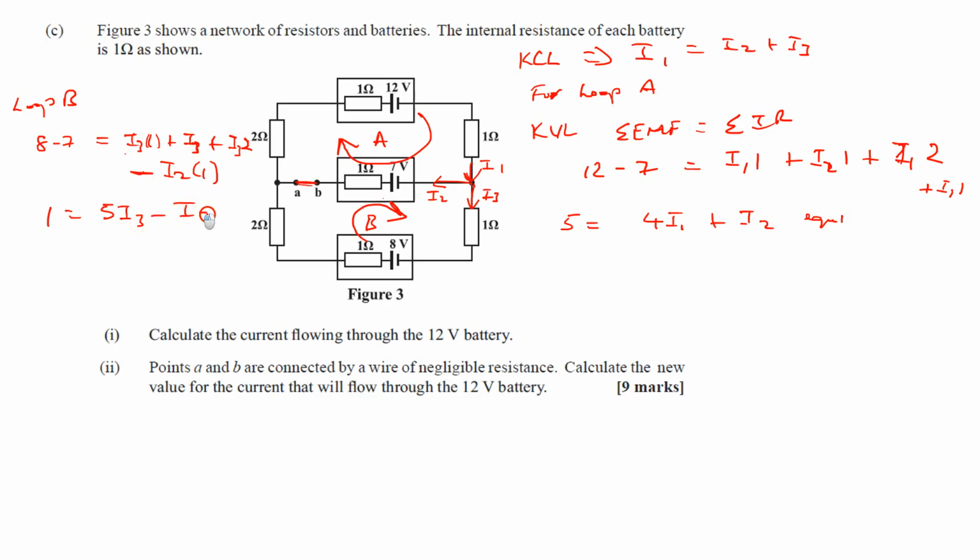minus I2. Now I have 2 equations: equation 1 right here, and equation 2. Remember that we're trying to find the current flowing through the 12-volt battery, which is essentially I1. So we want to find I1. Here's where the mathematics comes into play. I'm going to look at both equations and see how best I can eliminate something, so that I can find one unknown.